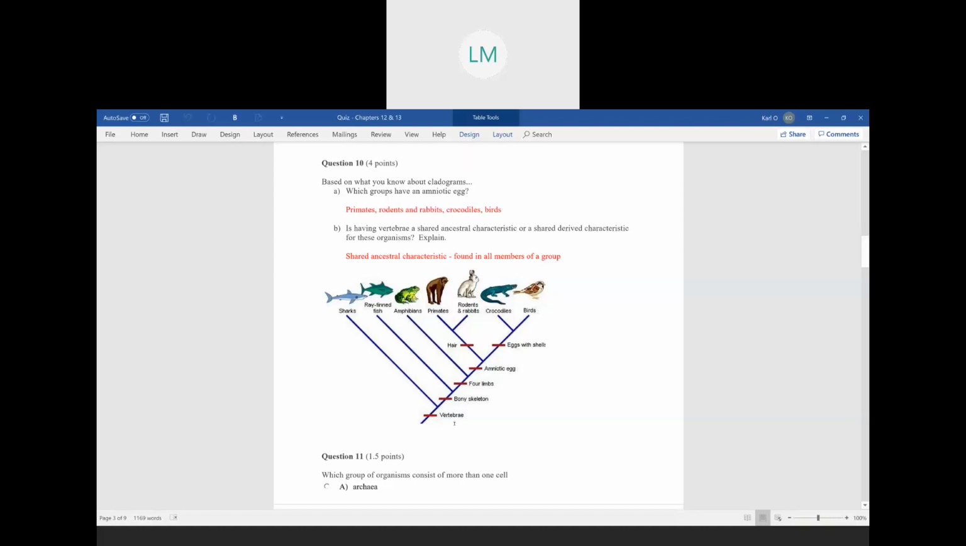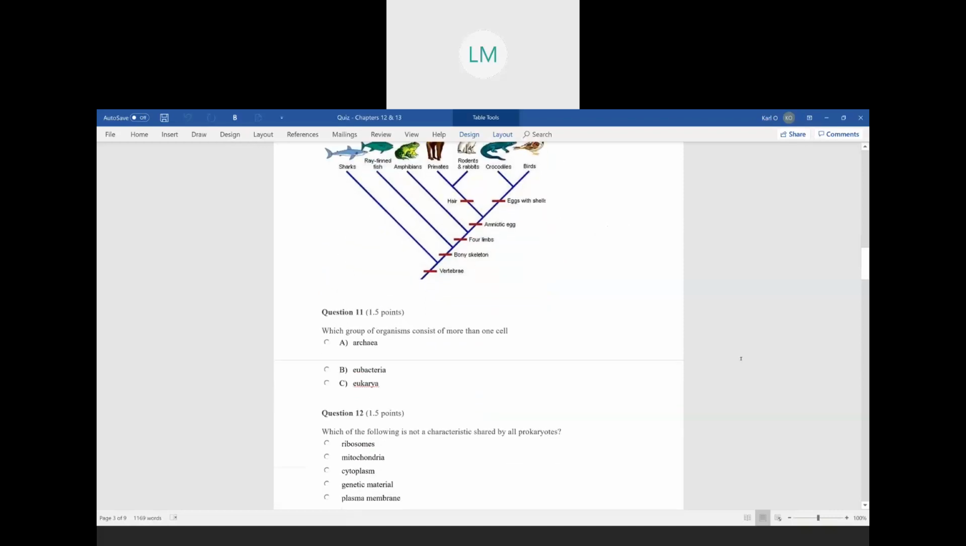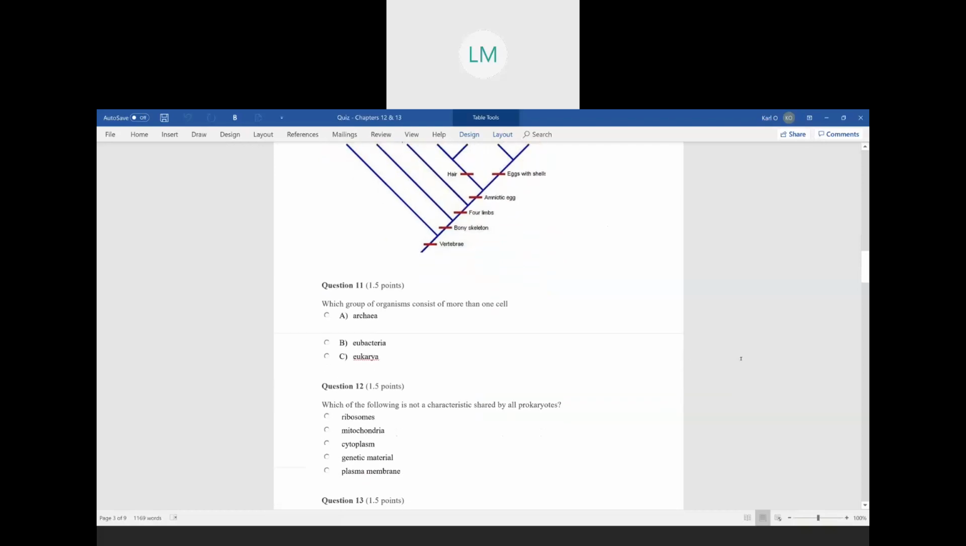So all of the members on this cladogram have vertebrae. So this is going to be a shared ancestral characteristic because it's found in all the members of a group. Shared derived characteristics are only found in some of the members of a group. So the amniotic egg is a shared derived characteristic, but the vertebrae in this cladogram is a shared ancestral characteristic. Everybody has it.